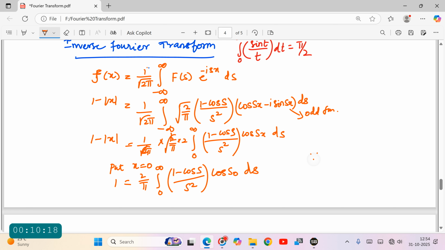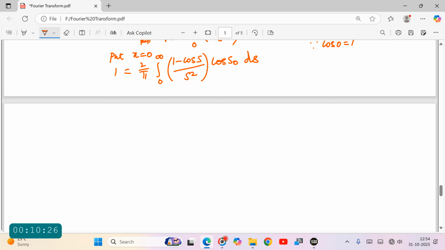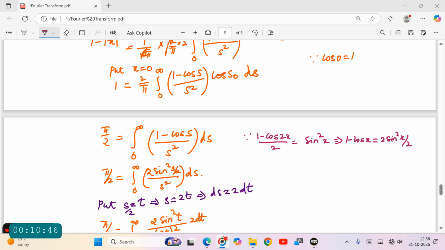What is the value of cos 0? Already we know the value of cos 0 is equal to 1. Bring 2 by pi to the other side. Already that is 1, so 1 into pi by 2. Taking the reciprocal to the other side, our answer is pi by 2 equal to integral 0 to infinity of (1 minus cos s) divided by s square ds. Now come to the formula.